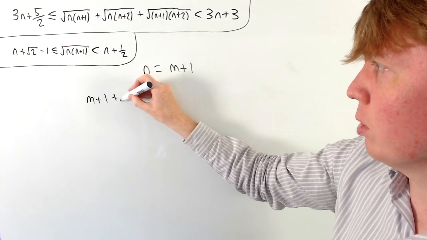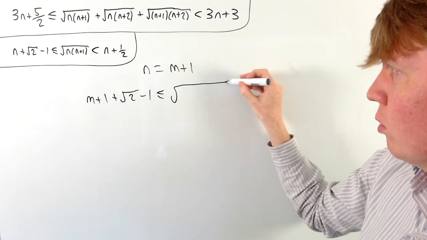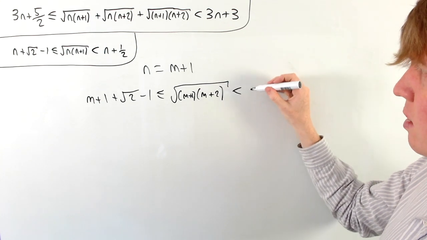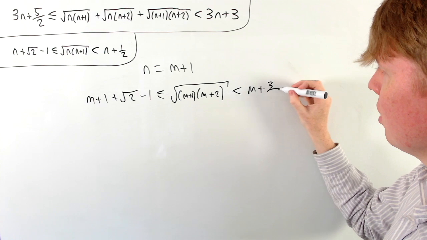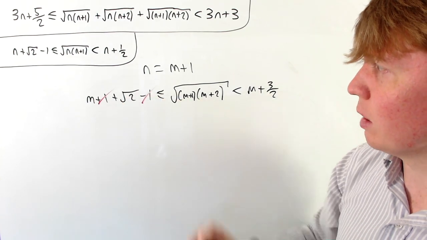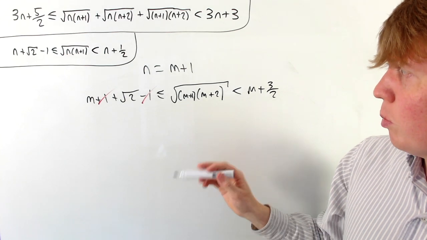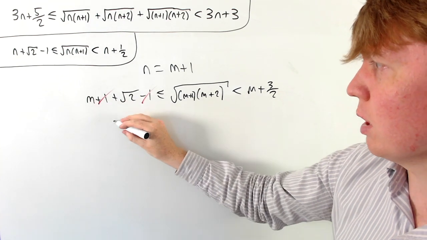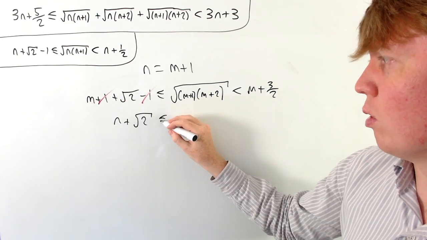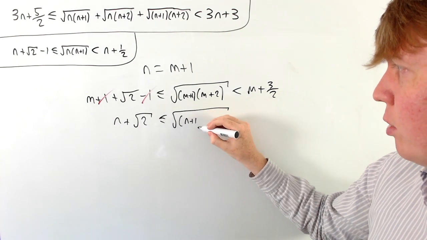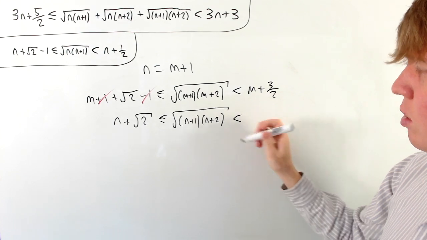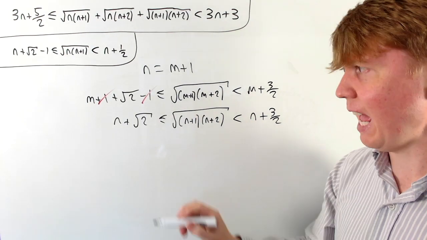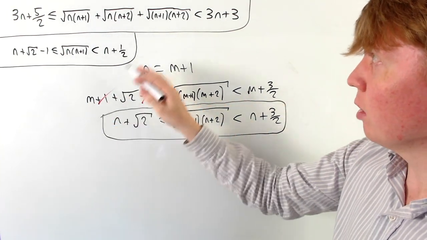So we've got m plus 1 plus root 2 minus 1 is less than or equal to root of m plus 1 times m plus 2. And this is less than m plus 1 plus a half, so m plus 3 over 2. You can see here your plus 1 and minus 1s cancel with each other. So now we can just replace the letters, because this choice of m is completely arbitrary here. So we've got m plus root 2. Let's turn this back into n plus root 2 is always less than or equal to root of n plus 1 times n plus 2. And this is always less than n plus 3 over 2, just switching the letter m back into a letter n. So we've got some upper and lower bounds now for our third term as well.